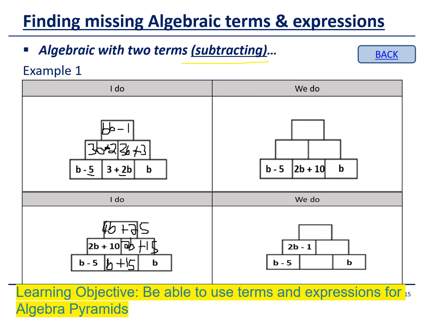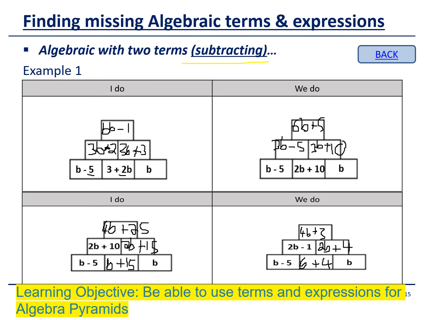Okay. Right, pause the video, have a go at the we do's, guys, when you're ready. Okay, so first one at the top on the we do, in the middle 3b subtract 5, and then on the right hand side 3b plus 10, and then at the top you should end up with, so add your b's together, 3b and 3b, 6b, and 10 take away 5 is going to be 6b plus 5.